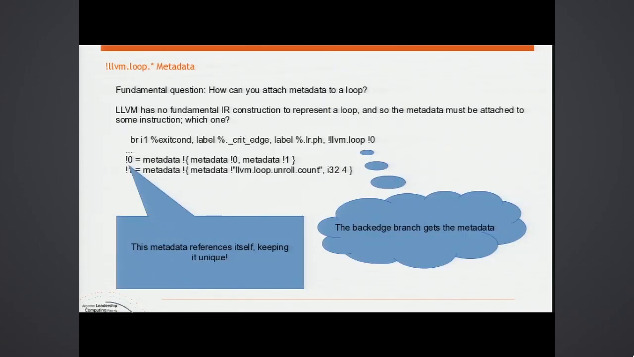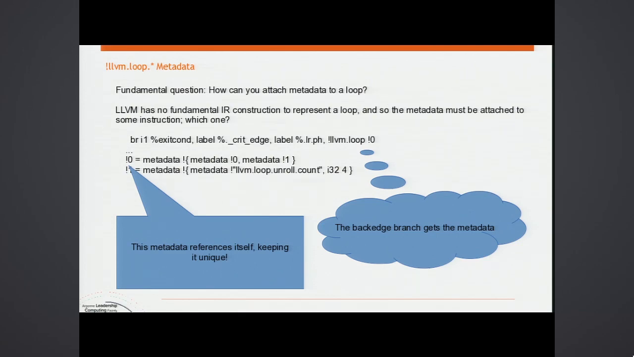All right. So now I will start talking about some metadata. Now, one problem that we ran across was that we wanted some way of attaching metadata to loops. Well, it's sort of an odd concept in LLVM because LLVM doesn't have any kind of first-class loop construct. Loops are just sort of this implicit thing that happens because of certain kinds of control flow structures. So how do you attach metadata to a loop?